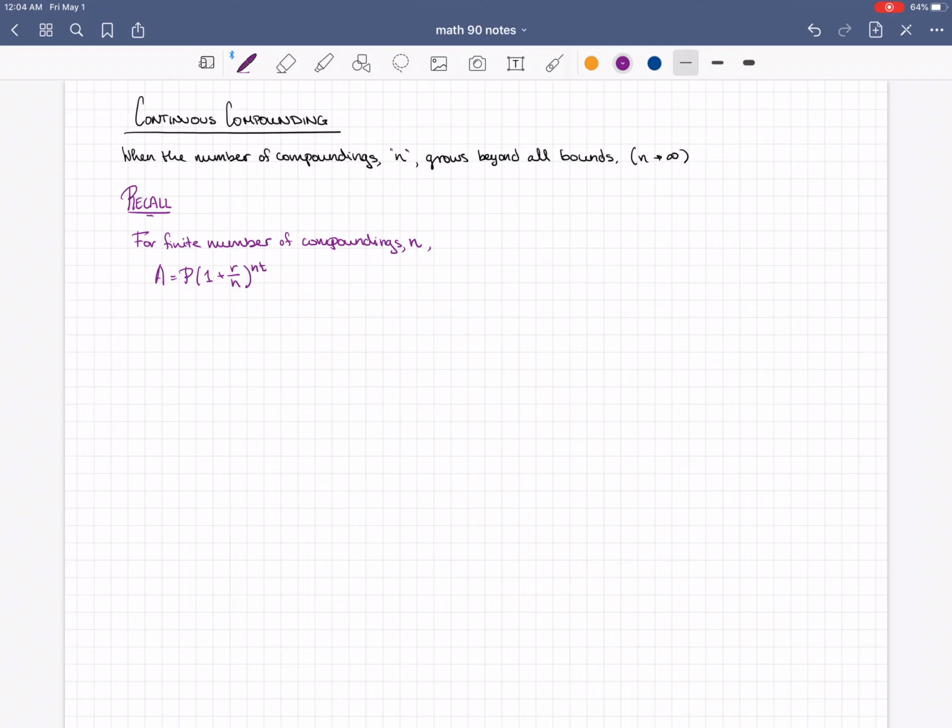Hi everyone. So this is going to be a brief lesson on continuous compounding. I wanted to start off by reminding you of something that we said in our last lesson, which is that continuous compounding is when the number of compoundings n grows beyond all bounds. So rather than compounding every year or every month or every week or every day, it's constantly compounding, right? So it's a non-stop compounding process.